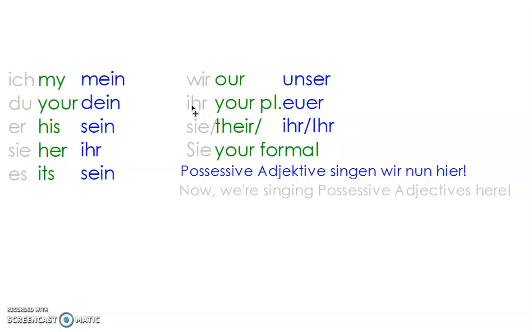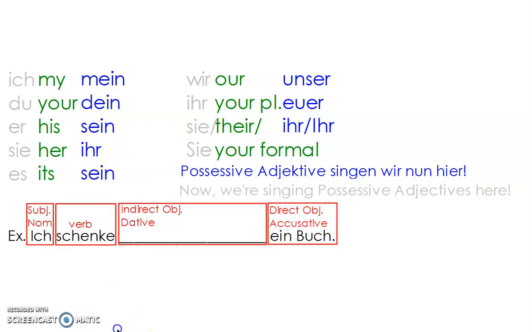We are now using possessive adjectives in the dative case. So I want to show you some examples. Let's take a look at this first example that we have here. Ich schenke their parents ein Buch. So I'm giving as a gift a book to their parents. I'm giving their parents a book as a gift. So we are just filling in the indirect object, which we know is dative.